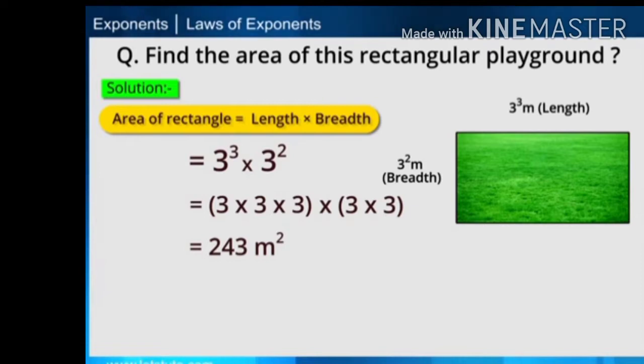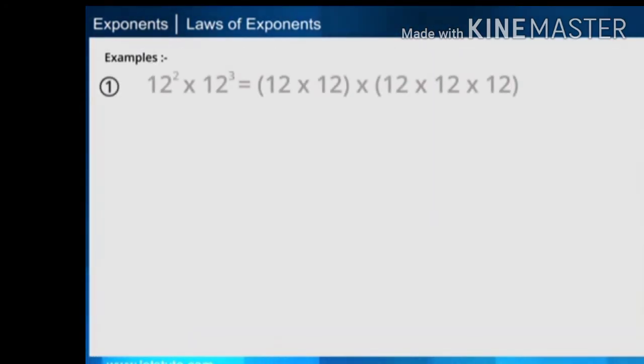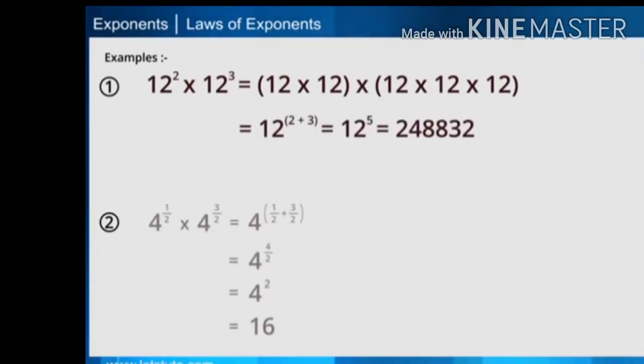Friends, did you notice anything common here? Yes, you got it right. Here, the base is common, that is 3. Well, that means here we can see that 3 is multiplied 5 times. Therefore, can we write this as? Yes, we can, as 3 raised to the power 5 is ultimately equal to. Let's take a few more examples to see that if this is true in all situations.